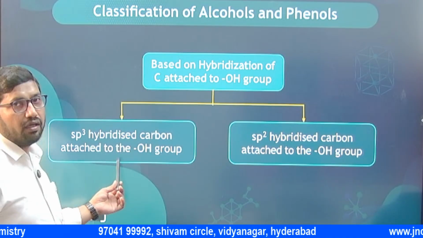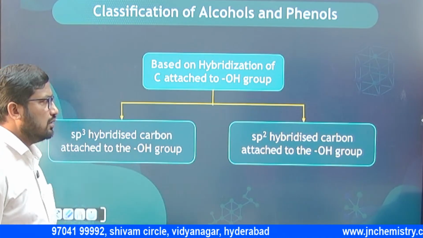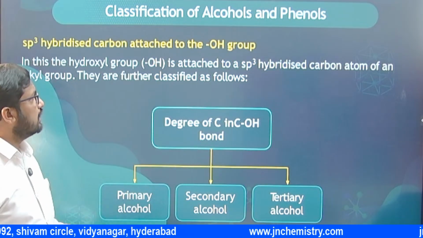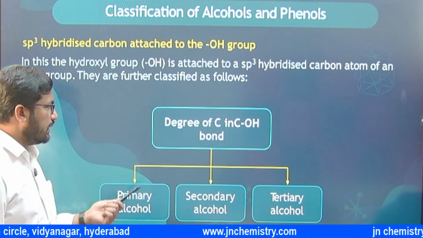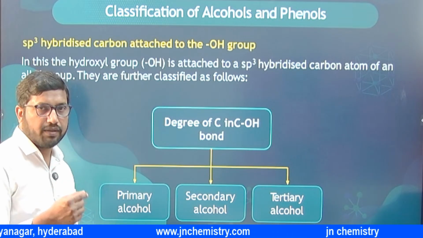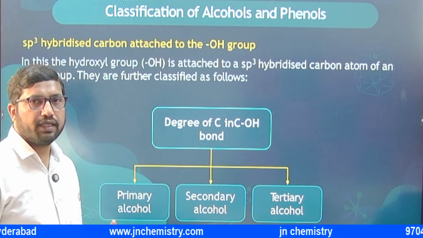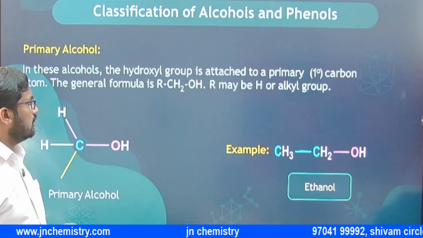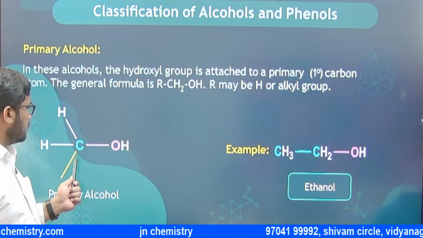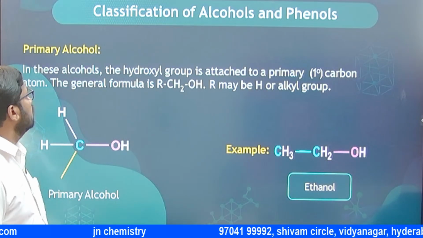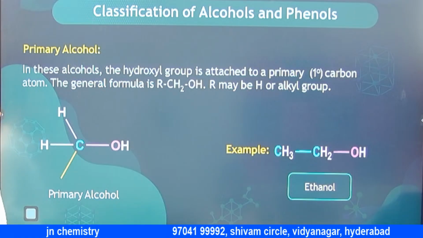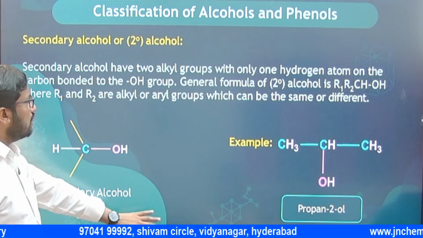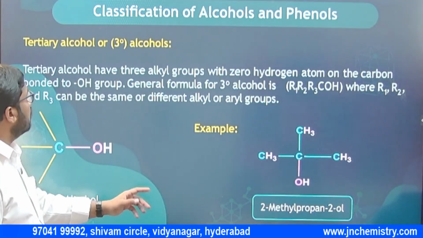sp3 carbon groups, allylic alcohols, like vinylic alcohols. The primary, secondary, tertiary alcohols we already discussed, right? Based on the degree of the carbon atom, if the OH group is attached to a primary, 1 degree carbon atom, it is called a primary alcohol. So this is a primary carbon, ethanol, primary alcohol. I'm just moving forward. Secondary and tertiary alcohols we also know.